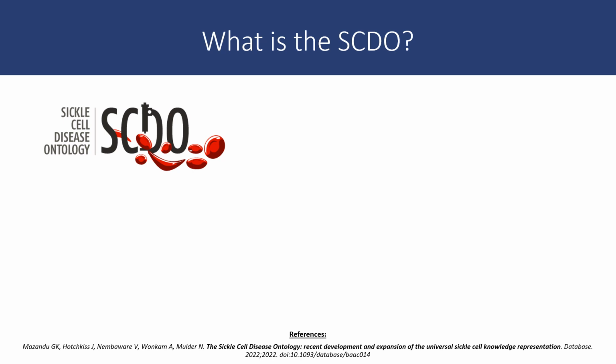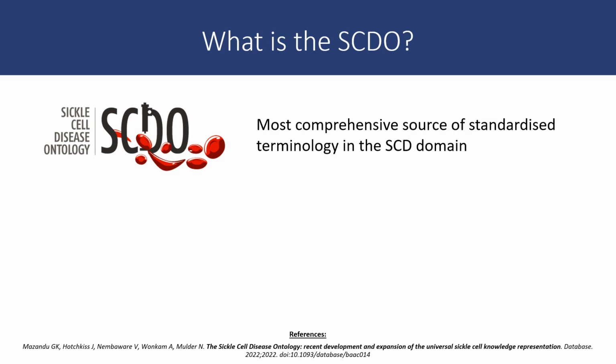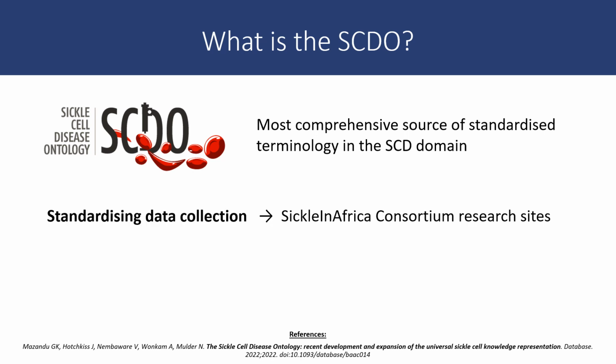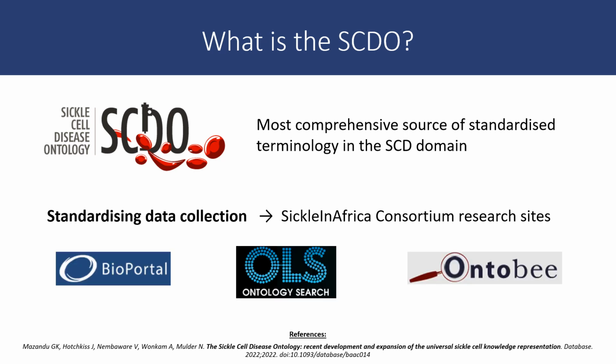The SCDO is currently the most comprehensive source of standardized terminology in the SCD domain. It is intended for use in standardizing data collection across multiple Sickle in Africa consortium research sites, and it is an OBO Foundry ontology and is available in multiple ontology repositories such as BioPortal, OLS, and Ontobee. We also have an SCDO website, but I will get to that later.